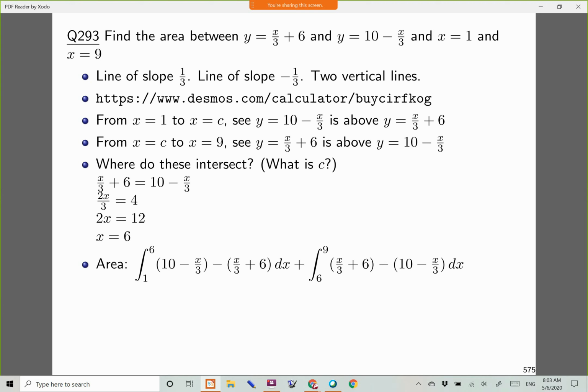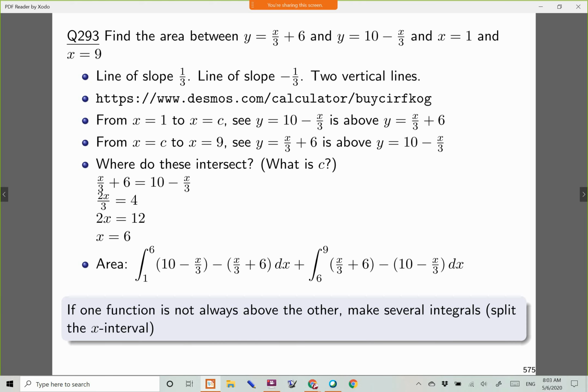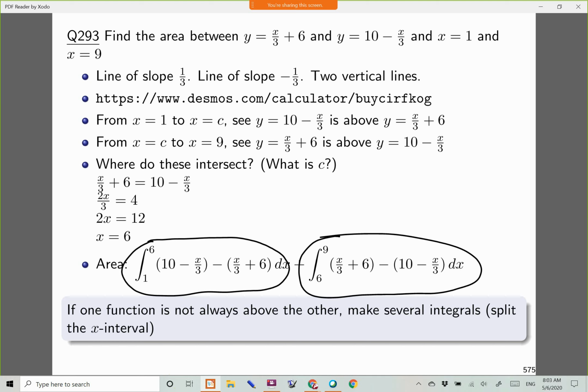So in terms of implementation, maybe sometimes this is some work, but in terms of the concept of what's going on, I don't think it's too bad. The basic idea here is if one function is not always above the other, the formula we saw doesn't apply directly, but you can split up the problem and make several integrals. So we use the formula once, and then in a separate region where the other function was above, we used the area between curves formula again.